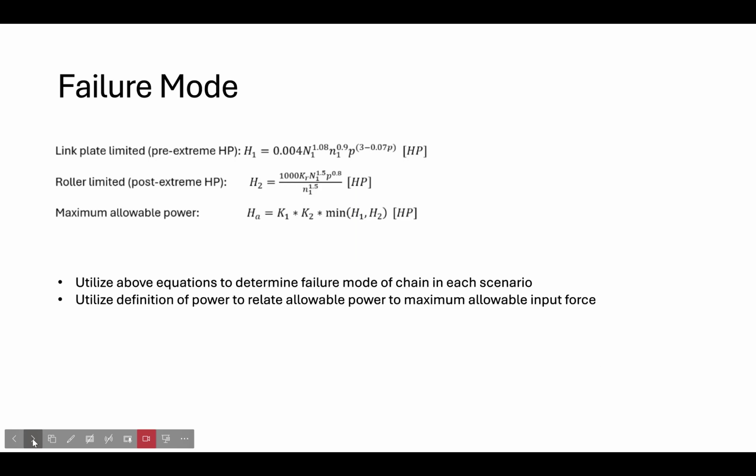To study the failure modes, we utilize the above equations found in the Shigley textbook and the lecture slides to determine the failure mode of the chain in each scenario, and then utilize the definition of power to relate allowable power to maximum allowable input force at the pedals.